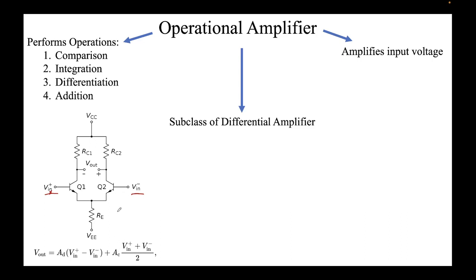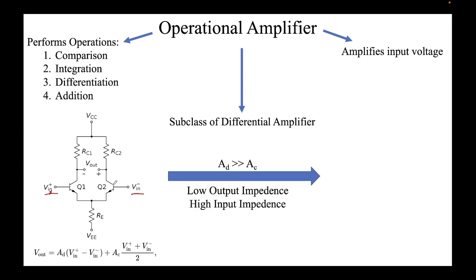Now this is a differential amplifier. So how do we convert this differential amplifier into an operational amplifier? If a differential amplifier satisfies these conditions, that AD is much greater than AC, meaning your differential gain is very high, we can ignore the common mode term. This is called common mode gain, so we ignore AC. We say this term goes to 0. And with some other things like low output impedance and high input impedance, you get an operational amplifier. This is what is inside of an operational amplifier, and this is the diagram which you are familiar with.